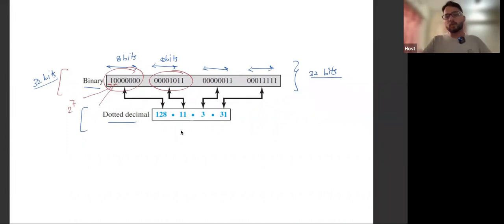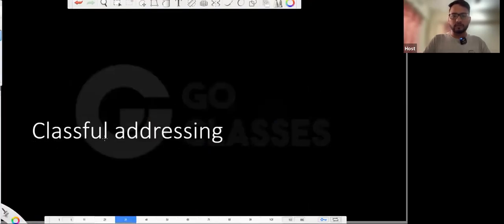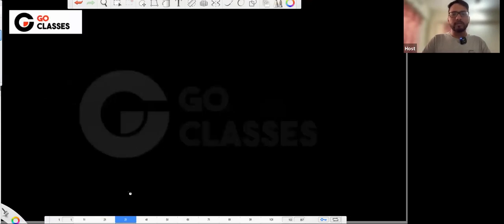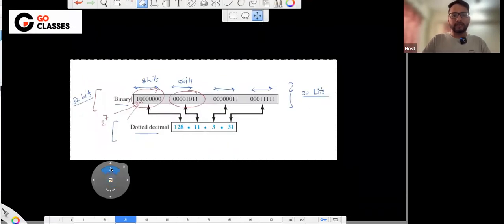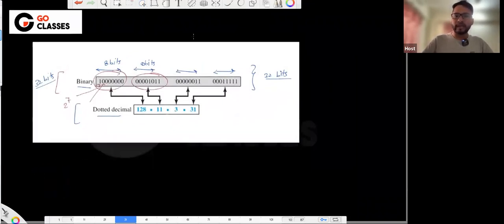Since it is a group of 8, let me ask you a very naive question. Suppose this is a group of 8. If you convert each number here to dotted decimal, let's suppose I write some IP address, can this IP address be something like this? Is this a valid IP address?